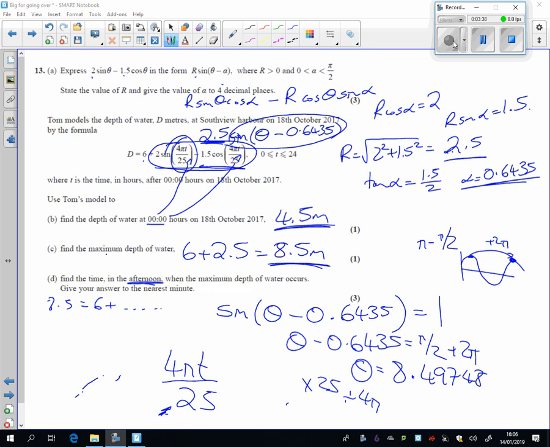That's giving me that the time now is 16.905. So that's 4 p.m., isn't it? But I've also got 0.905 of an hour, so times that by 60 gives me 54. So I've got 4:54 in the afternoon as my answer for the high tide.